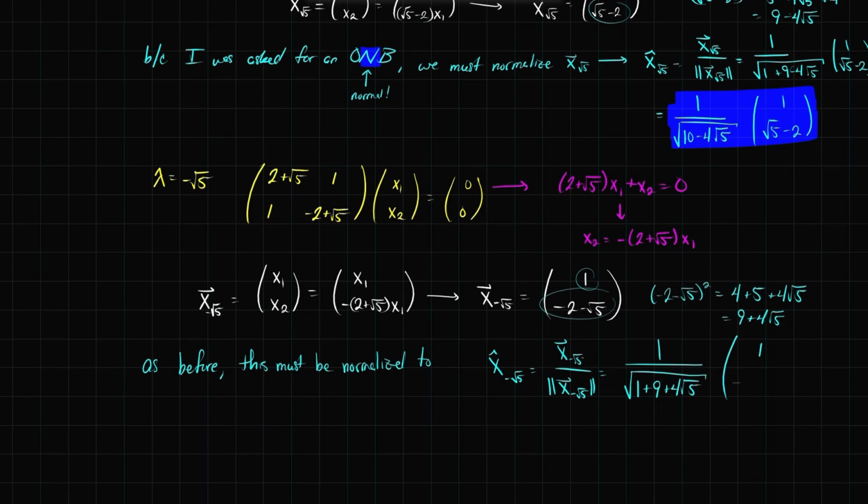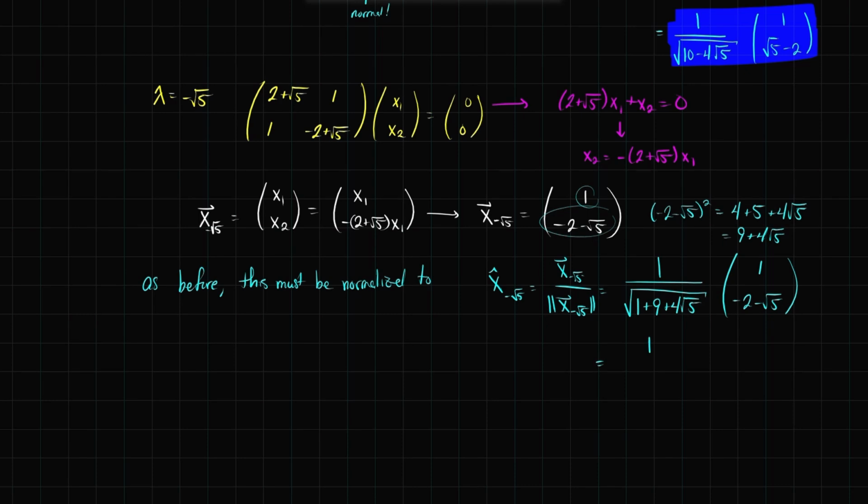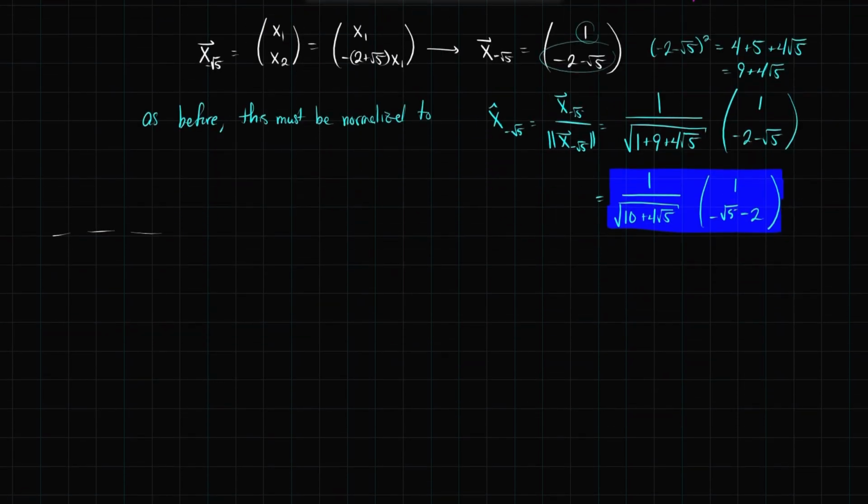Then I end up with 1 and negative 2 minus root 5. And to make this look slightly more like the previous one, I'll write it as 1 over root 10 plus 4 root 5 times 1, negative root 5 minus 2. And this will be my second normalized eigenvector, which gives me the orthogonal matrix, right? Part of the diagonalization now.